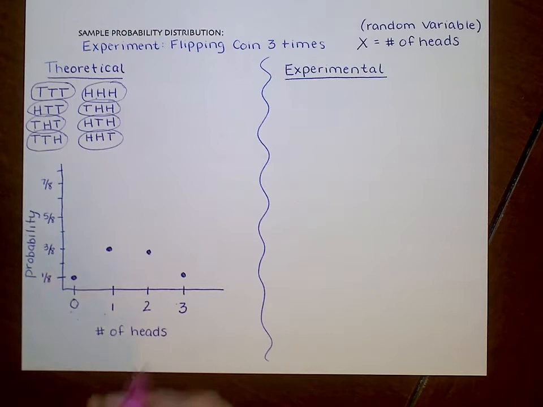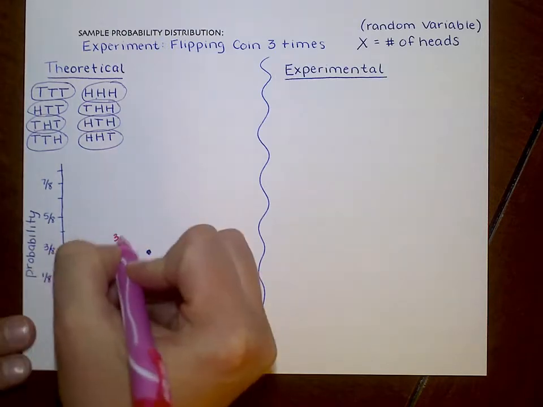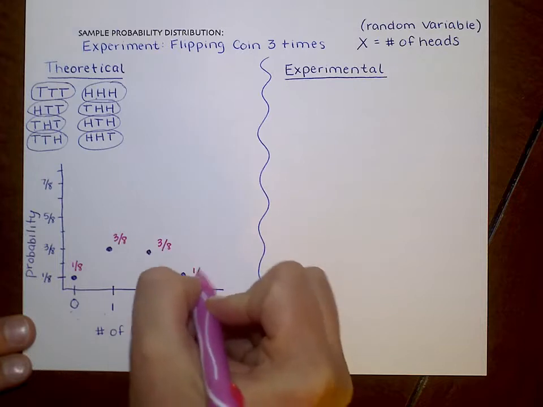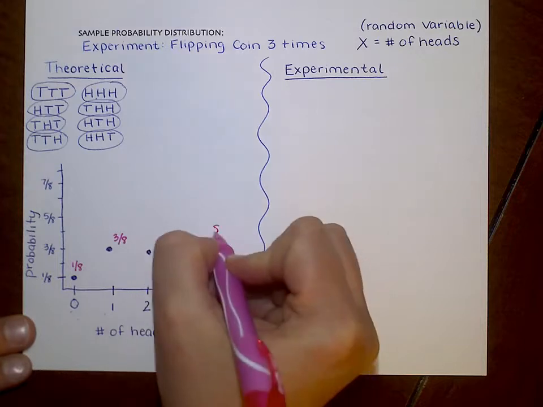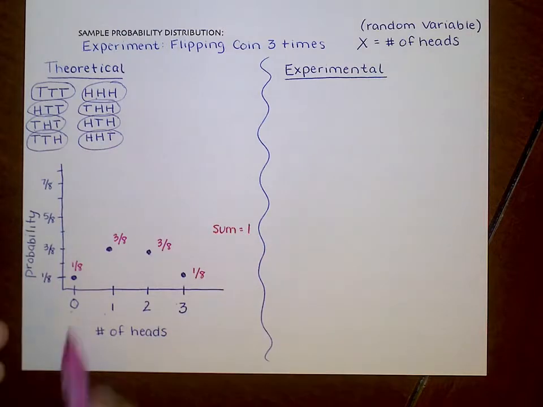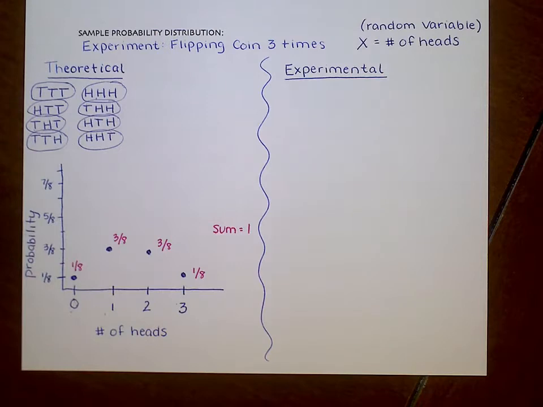And then the other thing you should know is if I were to take all of these probabilities, 1/8, 3/8, 3/8, and 1/8, the sum of all of those probabilities is always going to come out to be 1. So if I add all of those together, it has to be 1 because that should cover my entire sample space. Okay, let me show you what this would look like experimentally.